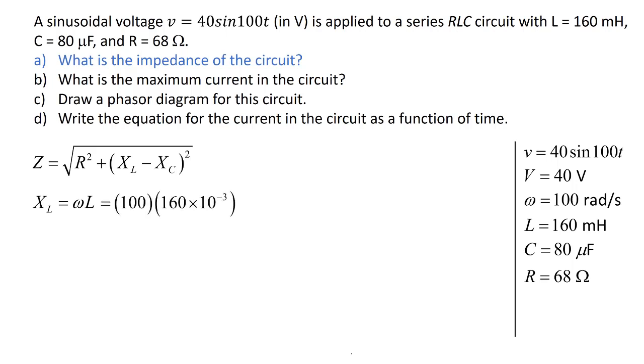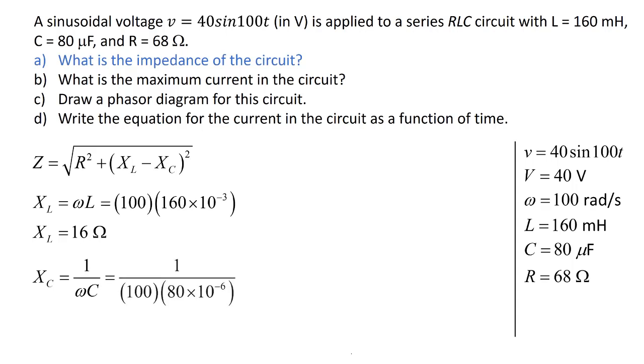We replace the given values: omega is 100 radians per second and the inductance L is 160 times 10 to minus 3 henries. Don't forget it is given in millihenries. And we obtain a value of 16 ohms for the inductive reactance XL. We calculate now the capacitive reactance XC as 1 over omega C. That is equal to 1 over 100 times 80 times 10 to minus 6 farads. And we obtain a value of 125 ohms for the capacitive reactance.